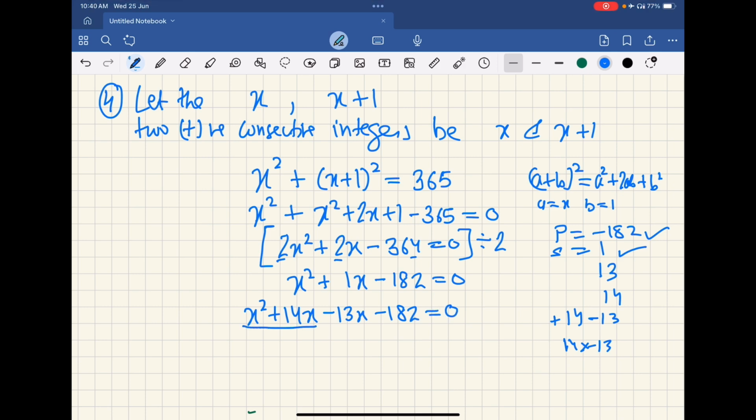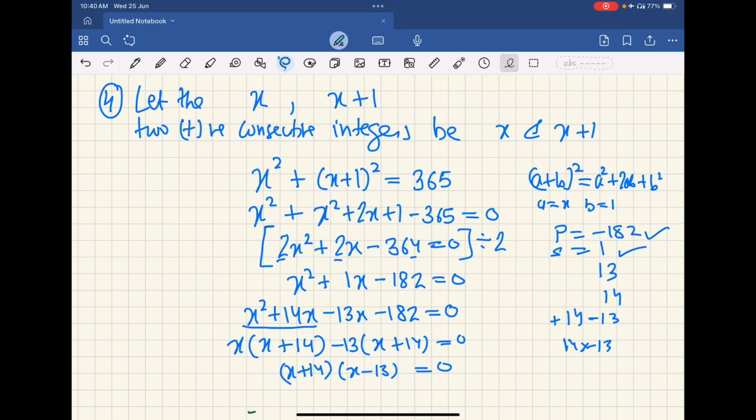Now, between these two, let us take x common. X square divided by x is x. 14x divided by x is 14. And then let us take minus 13 common. Minus 13x divided by minus 13 is x. And minus 182 divided by minus 13 is 14. So, now x plus 14 times x minus 13, which is equal to 0.